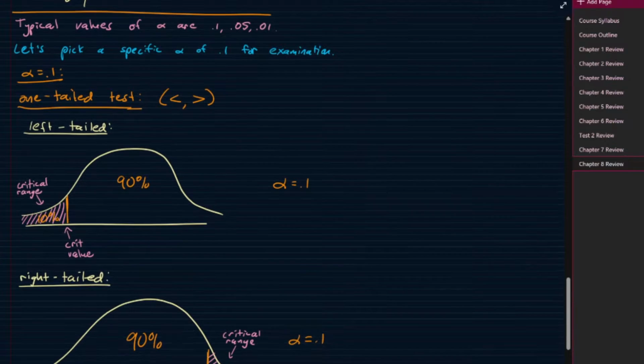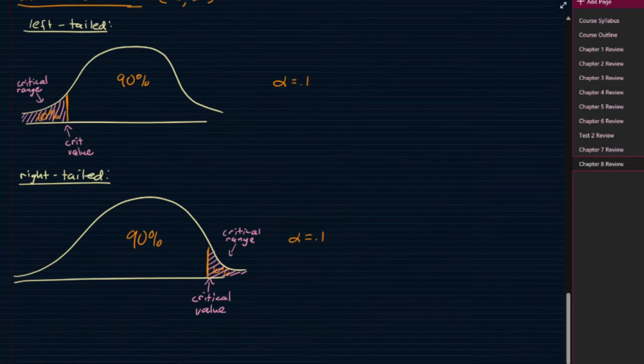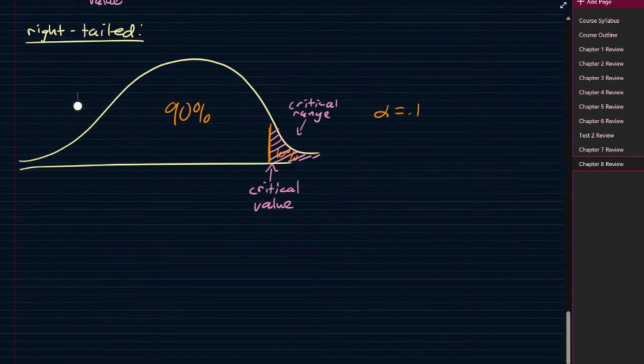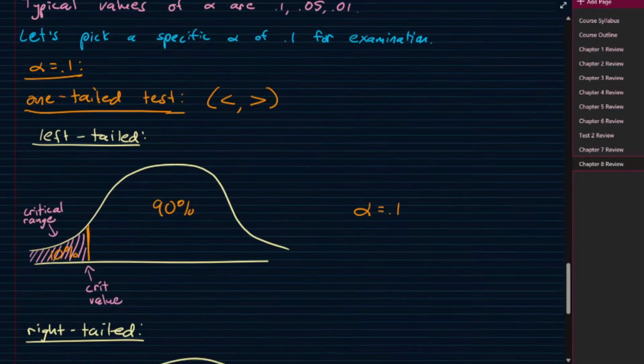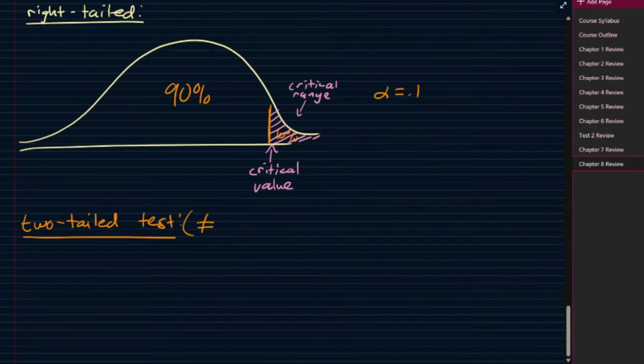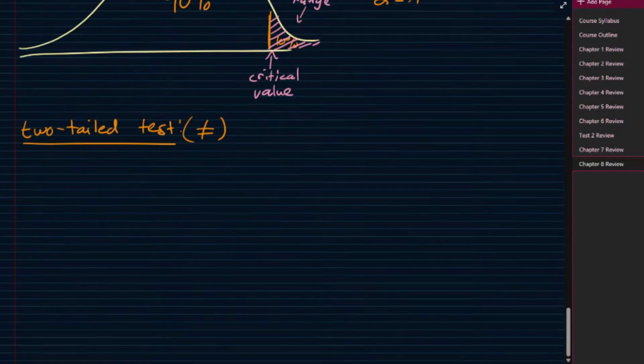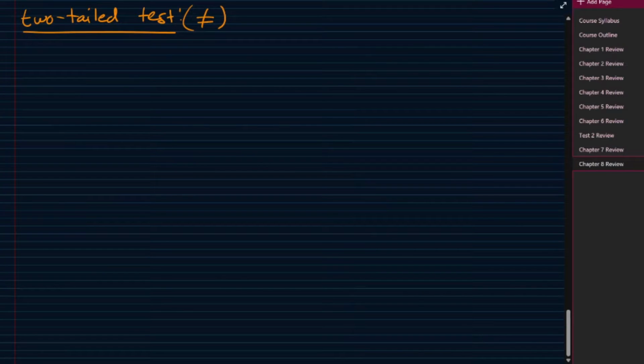There's another type that we can get, which is called a two-tailed test. And this is for the scenario of the not equal to symbol. The last one was for less than or greater than. A two-tailed test is when it's not equal to. So let's again draw a picture and see why it's called two-tailed and how to find the values.